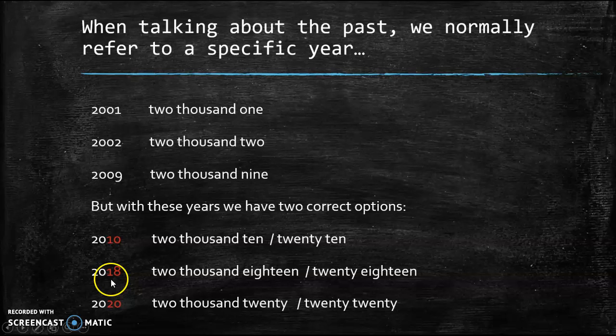This one, for example, two thousand eighteen or twenty eighteen. Notice that we split the number in two. Or this last one, two thousand twenty or twenty twenty.